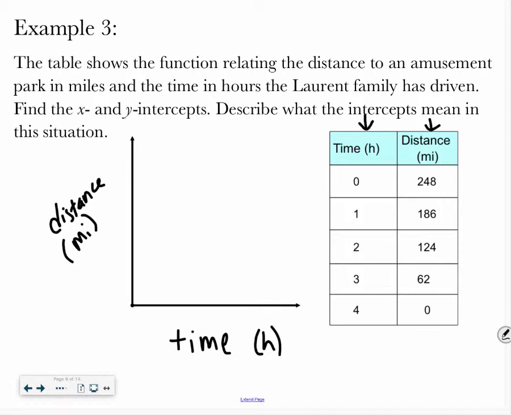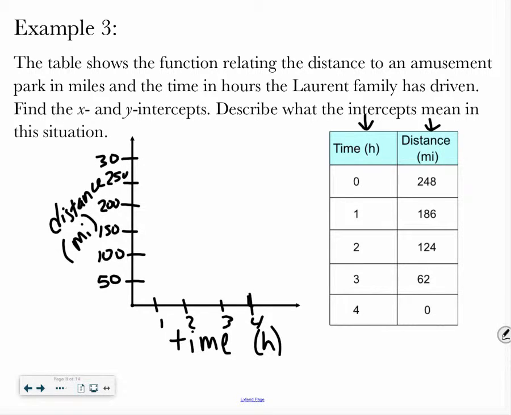So if we look, we have 0, 1, 2, 3, 4. And then for our distance, we go up by 50s: 50, 100, 150, 200, 250, 300. Okay.